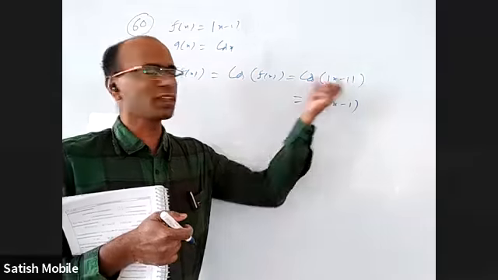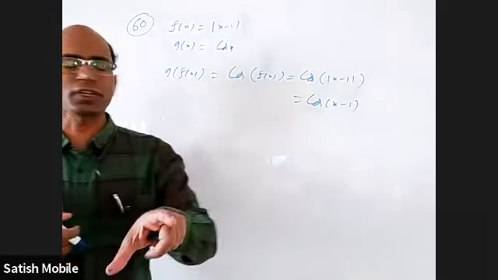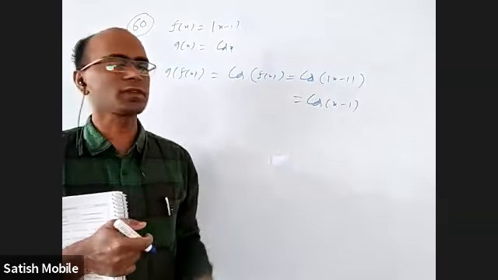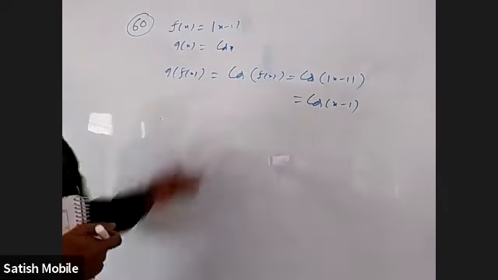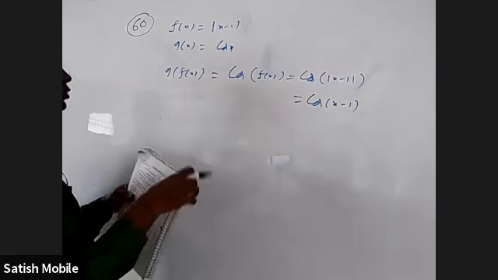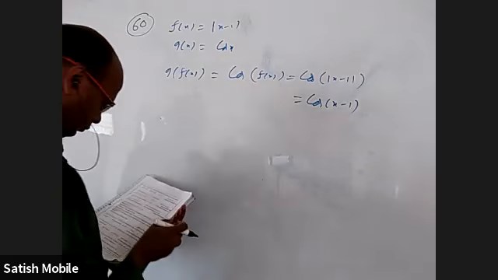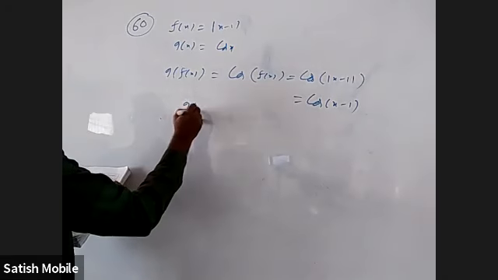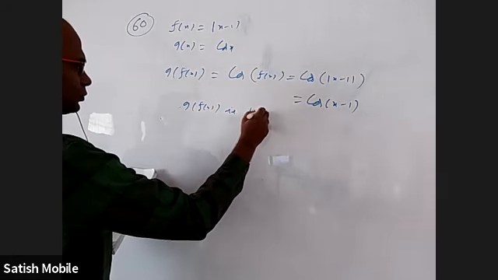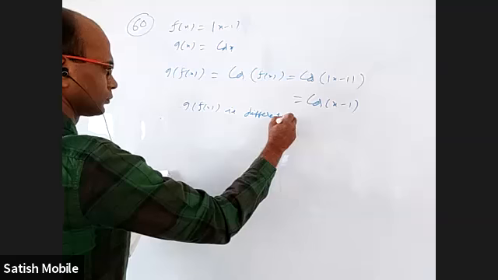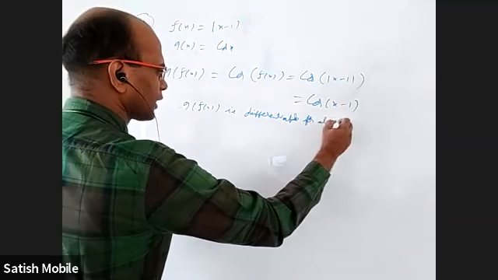What is the advantage of writing like this? If it is this, I have to check whether it is differentiable or not. But now I don't have to check. x minus 1 is a continuous, differentiable function. Cos x is a differentiable function. Their composite function is also a differentiable function. So I know g of f of x is differentiable for all x belongs to R because there is no mod anywhere. It may not be important, but still I'll write g of f of x is differentiable for all x belongs to R.